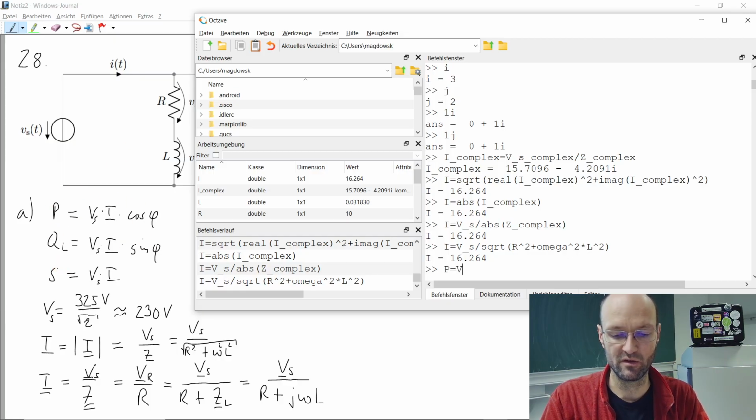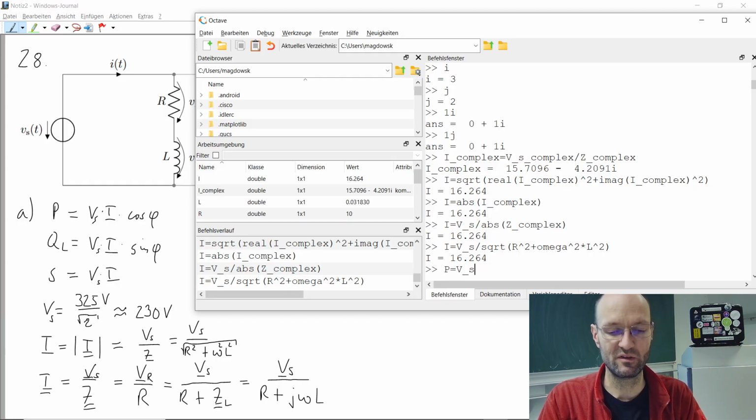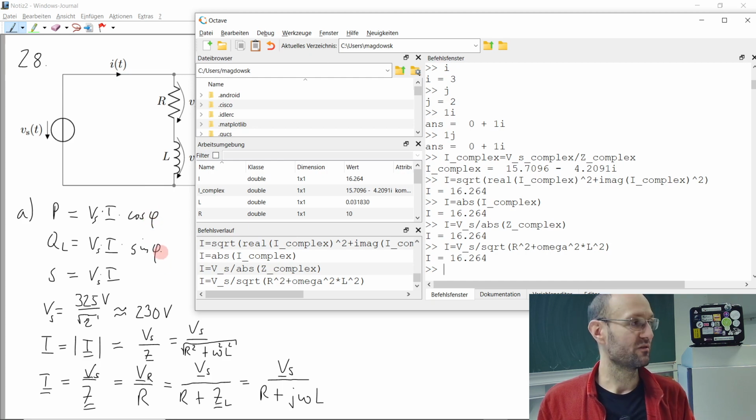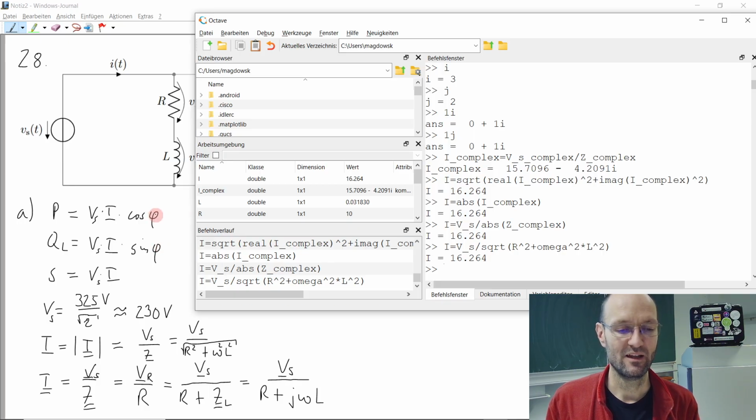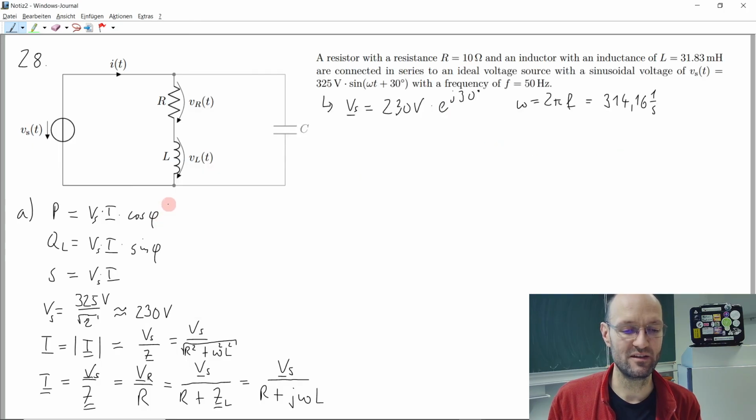So the power is voltage times current times... I see, okay, before we can do this, we need to have this phase angle. So where do we get the phase angle from? Remember, this phase angle phi was the phase of the voltage minus the phase of the current.